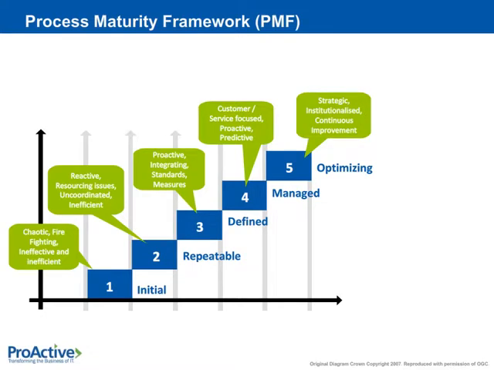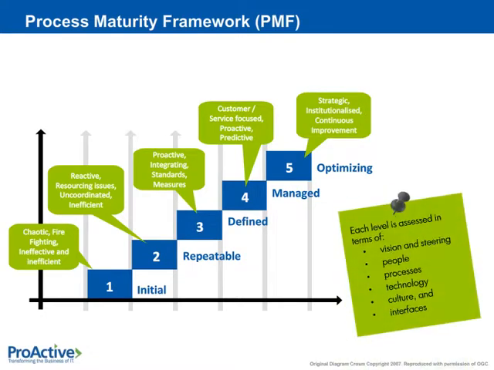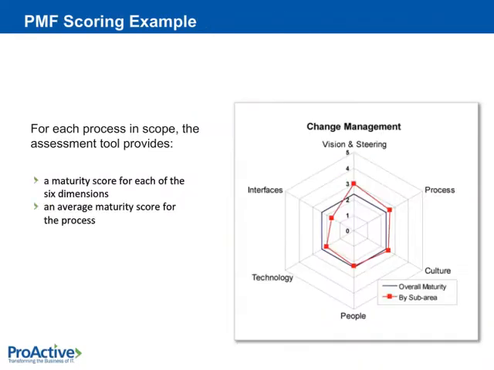On top of the 5 stages, there are 5 dimensions, and Proactive has added a further dimension to make it 6. These are vision and steering, culture, people, process, technology, and Proactive's addition, interfaces. After all questions have been answered, the portal develops a radar chart for each process in scope, which outlines the maturity score for each PMF dimension. It also provides an average maturity score for the process. We'll take a look at this when we take a look at the portal in action.